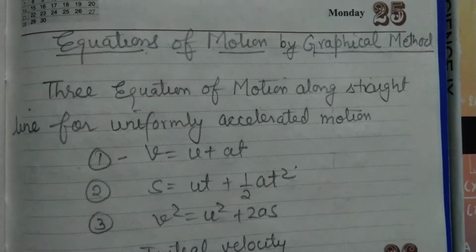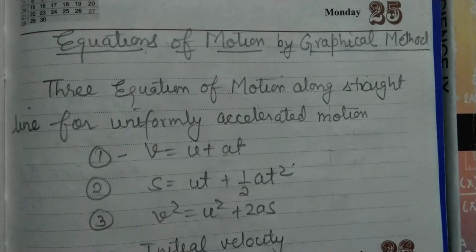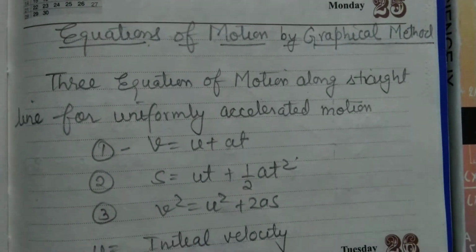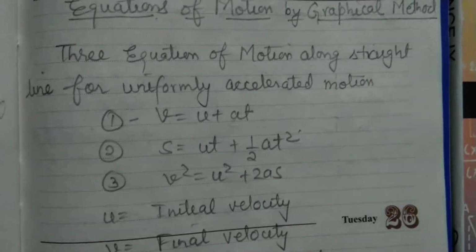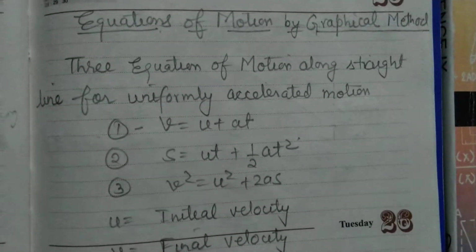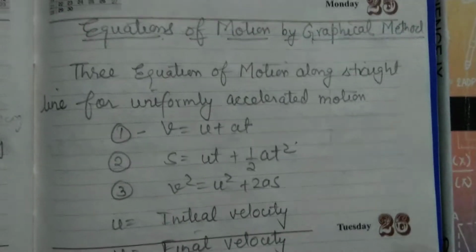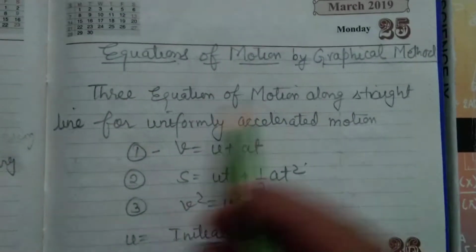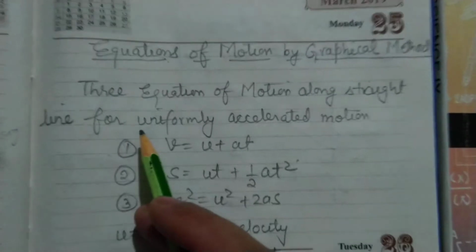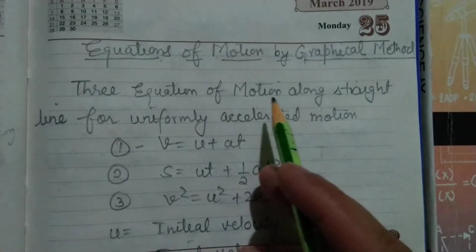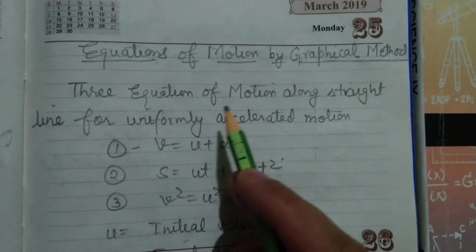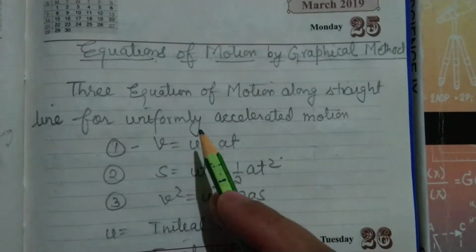Now we will study equations of motion by graphical method. There are three equations of motion for motion along a straight line. Remember, these equations of motion are for motion along a straight line for uniformly accelerated motion. So the motion is in a straight line and that is accelerated uniformly.